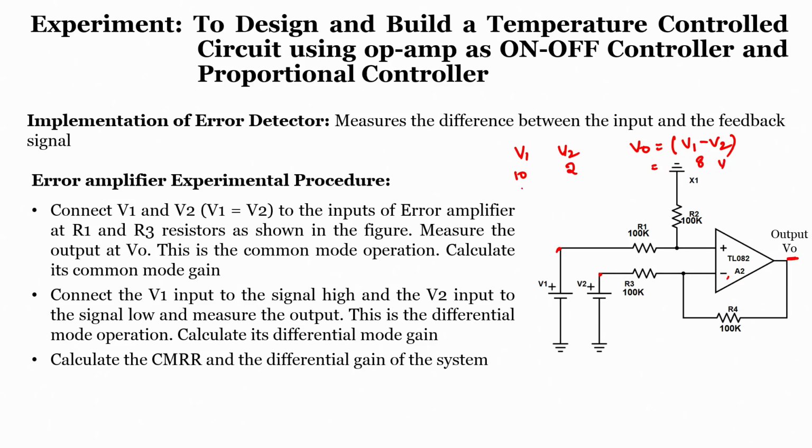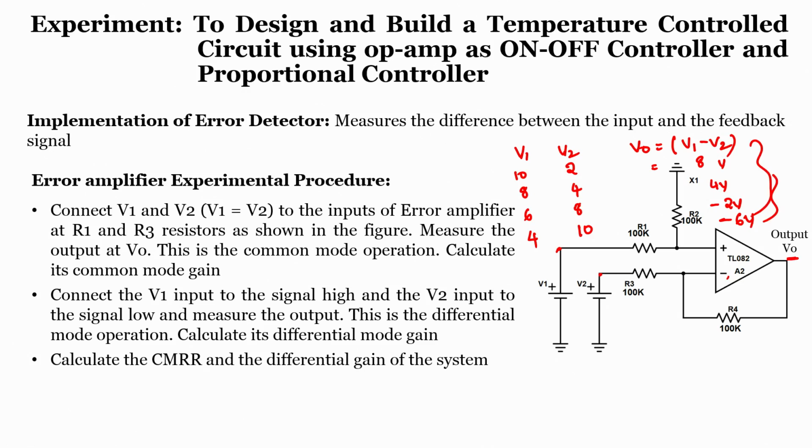Now I am taking 8 and 4, so V out will be 8 minus 4, 4 volt. Then with 6 and 8, I should get minus 2 volt. With 4 and 10, I should get minus 6 volt. Let me see whether I get these values if I design it in a practical system.